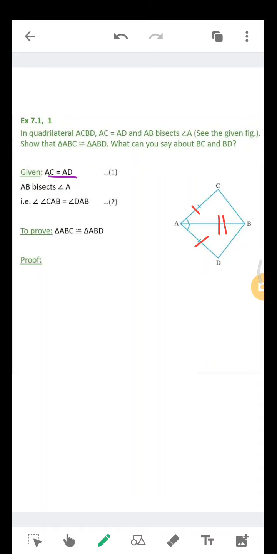Yes, I can use the SAS rule here. Okay, two sides and the included angle. So by SAS rule I can prove that these two triangles are congruent. That's very simple. So let's go to the proof now.